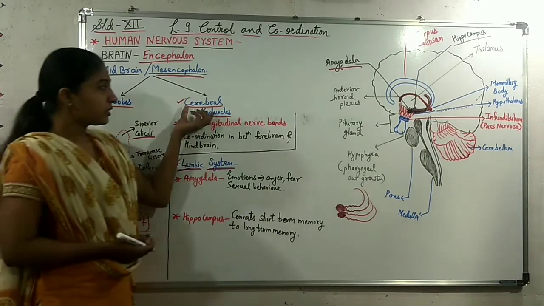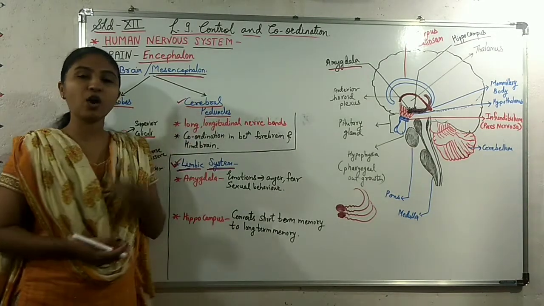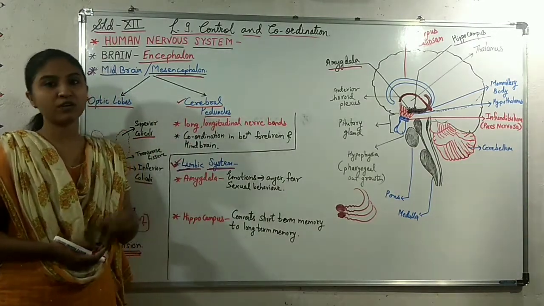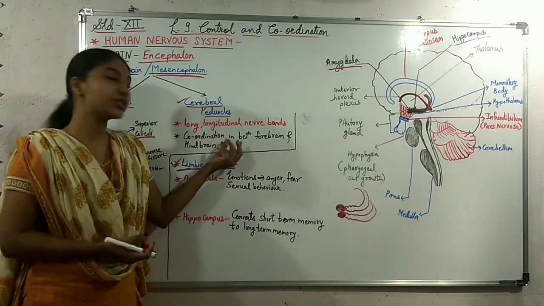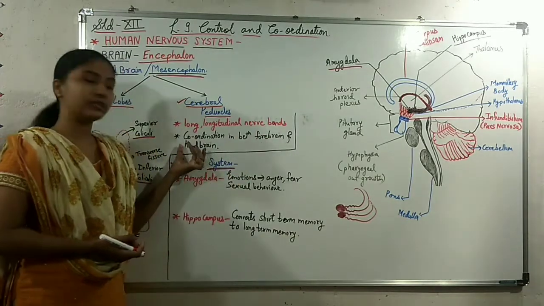Whereas the cerebral peduncles are long, longitudinal bands of nerve fibers, and their function is to act as a connection between the forebrain and the hindbrain.